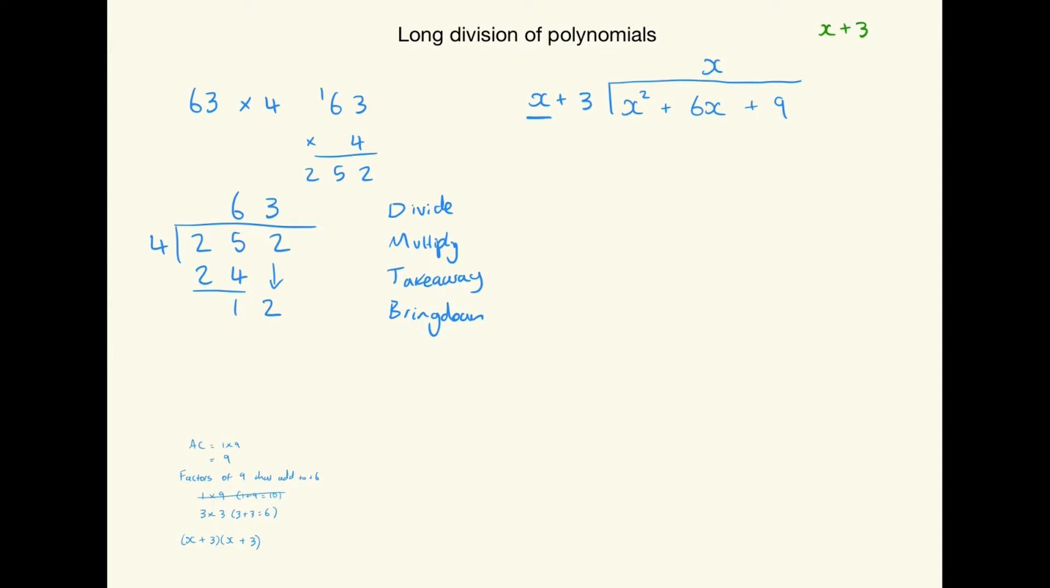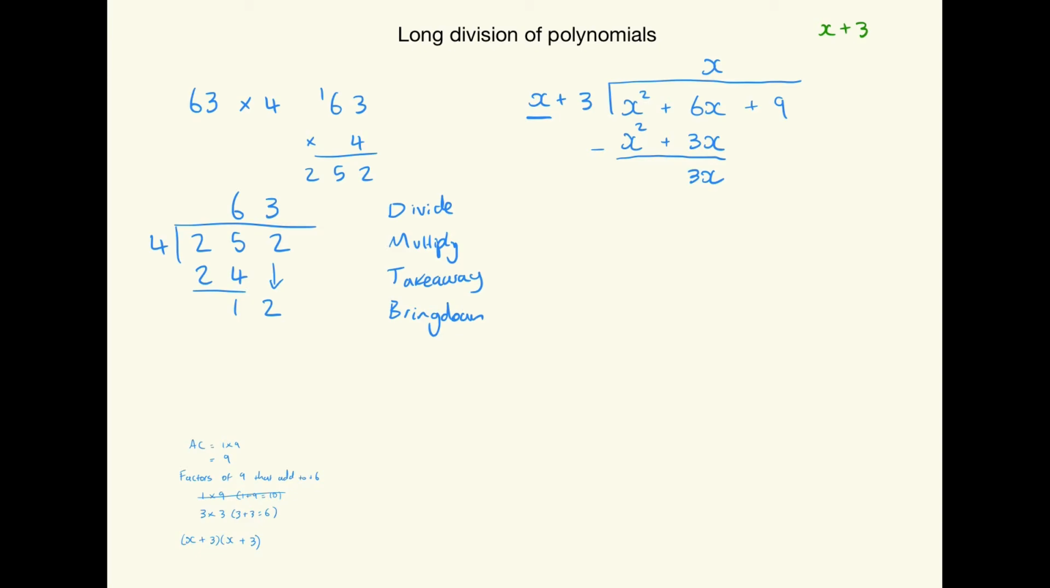All right, so we've just divided. We're now going to multiply. That's our next step. And remember, we can multiply x and positive 3 by x. And what do you get? So let's do this. x times x gives us x squared. And x times positive 3 gives us positive 3x. Our next step, take away. So x squared plus 6x, take away x squared plus 3x, that should just give us 3x.